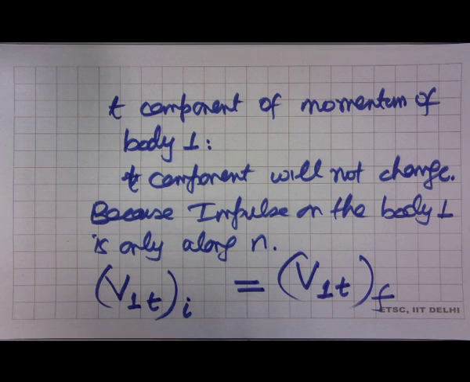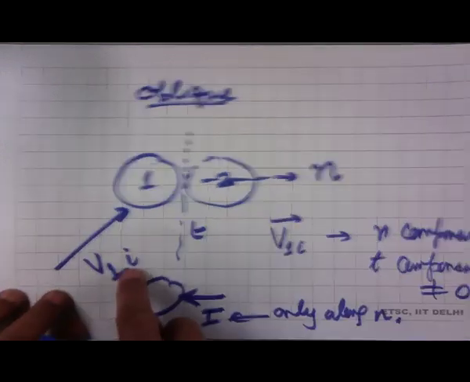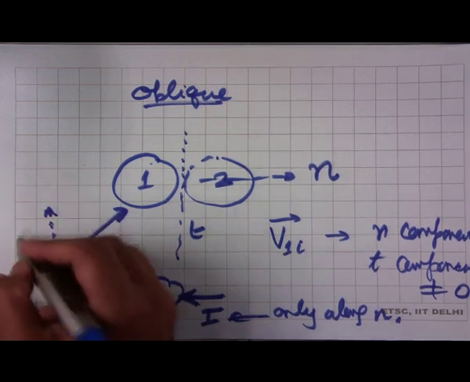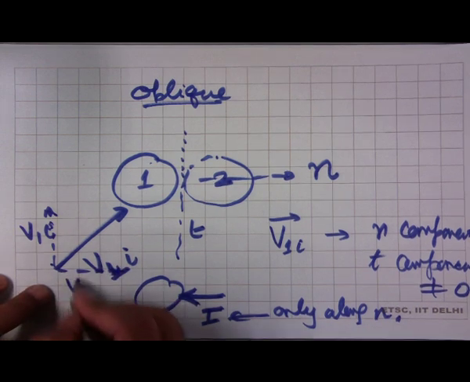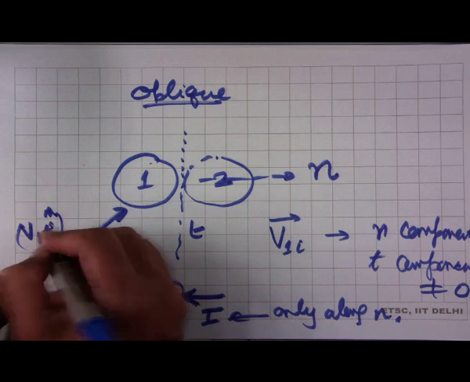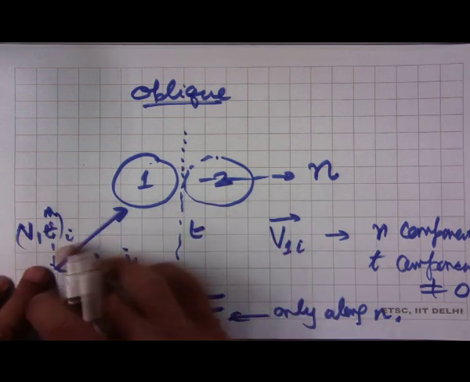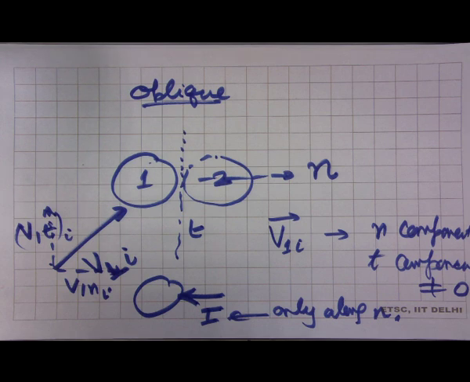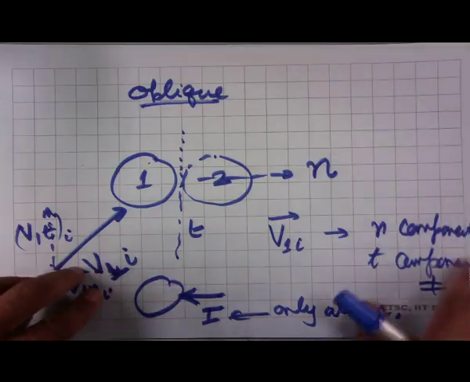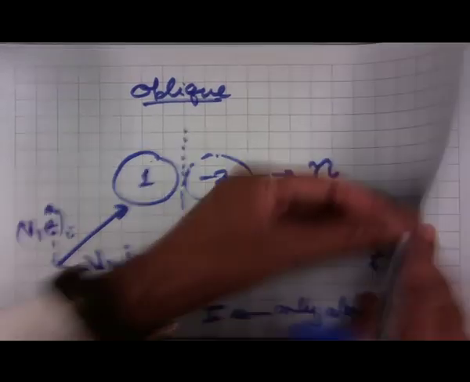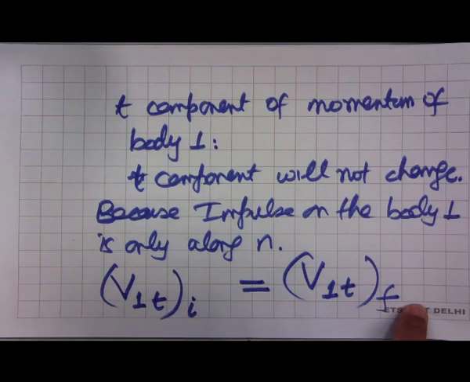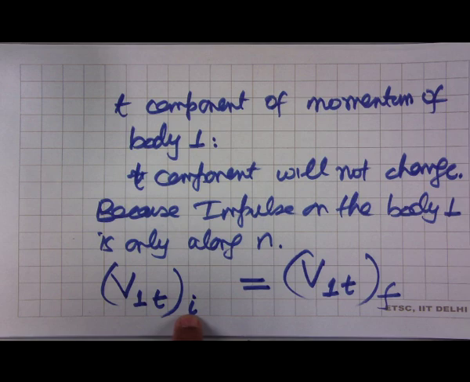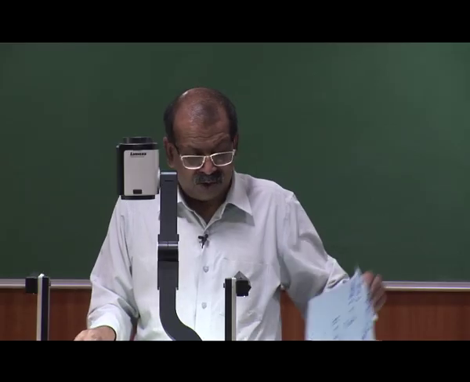So, the tangential component of the velocity of body 1, that means this component, this is v1t, this is v1n initial. Whatever the initial tangential component of body 1, just after impact the velocity's tangential component will stay the same. And this is what we have written in case of a smooth impact. If the impact is oblique, then v1t initial is equal to v1t final. Actually, this also holds for a direct collision, but in a head-on or direct collision, v1t initial is equal to 0. So, therefore, v1t final is also equal to 0.